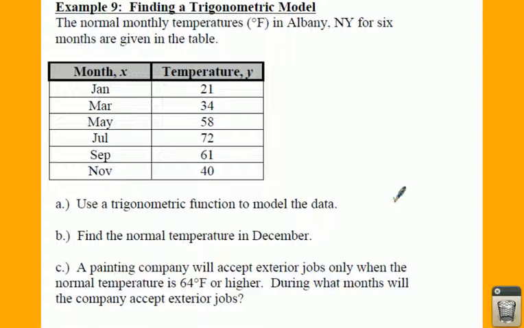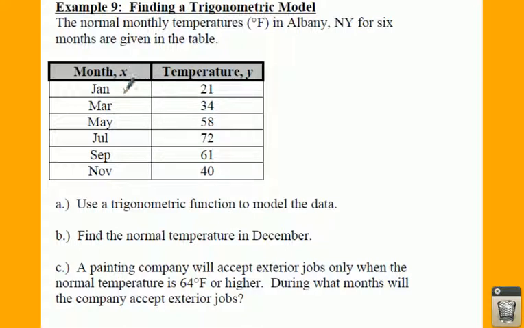So example 9, final example of lesson 4.5. Here you are given a problem similar to what we did with our Let the Sun Shine activity. You're given monthly temperatures in Fahrenheit in Albany, New York for 6 months that were on the table. And what we're going to do is use a trig function to model the data.